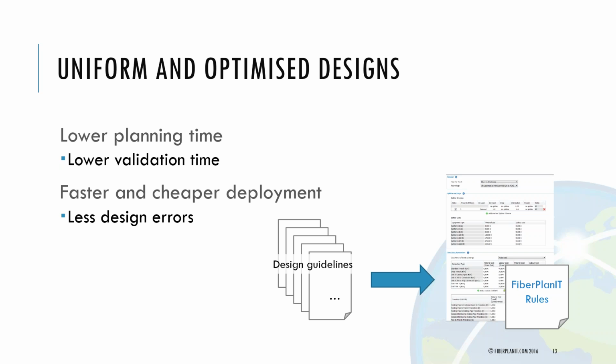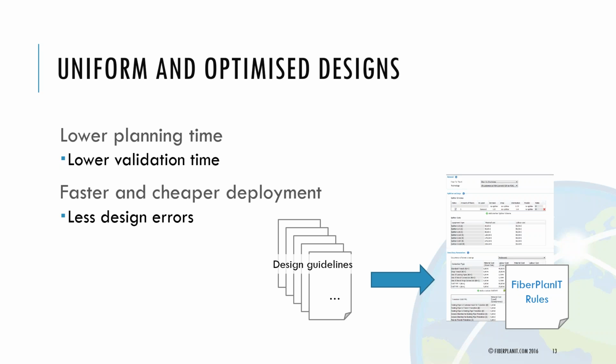So you will have fewer design errors, less room for interpretation, because when you make any changes to your network design, FiberPlanIT will check if the rules are still followed, and will give you a warning in case it's not valid anymore. So you will lower your planning time as well, because when an initial design is finished, you need less time to validate your design.